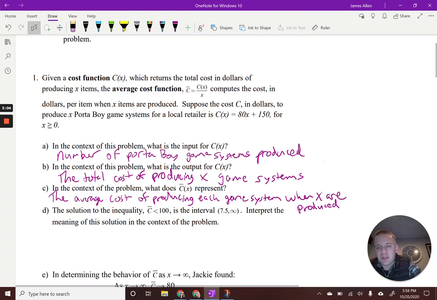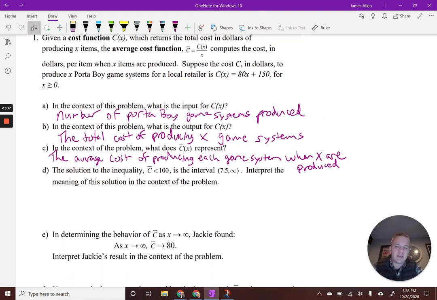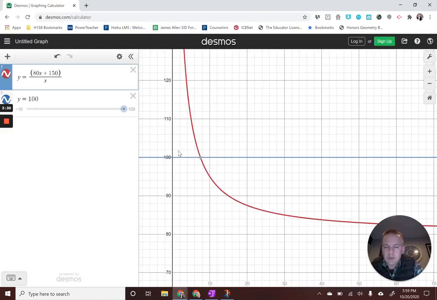Next part, the solution to the inequality C bar is less than 100 is the interval 7.5 comma infinity, unbounded. Interpret the meaning of this solution in the context of the problem. Okay, well, what does this mean? I'm going to pop up a graph real quick. So I got Desmos up here. Love me some Desmos. This red graph, that's our average cost function, which I have typed in there.